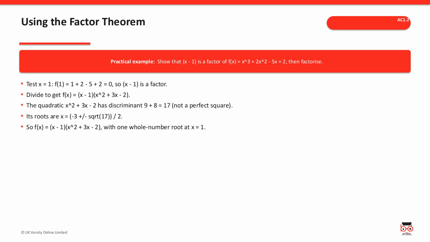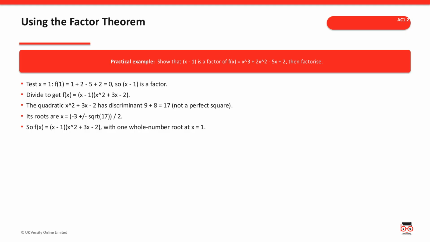Now let's show that x minus 1 is a factor of f of x equals x cubed plus 2x squared minus 5x plus 2. We test x equals 1, 1 plus 2 minus 5 plus 2 equals 0, so x minus 1 is indeed a factor. Dividing through leaves x minus 1 times x squared plus 3x minus 2.